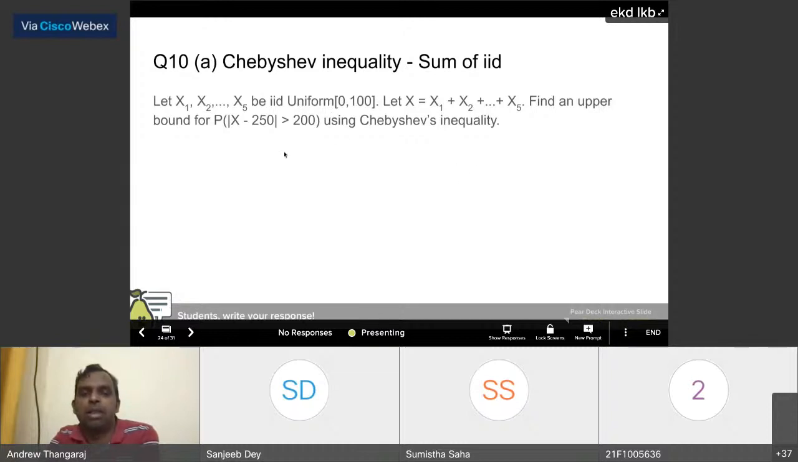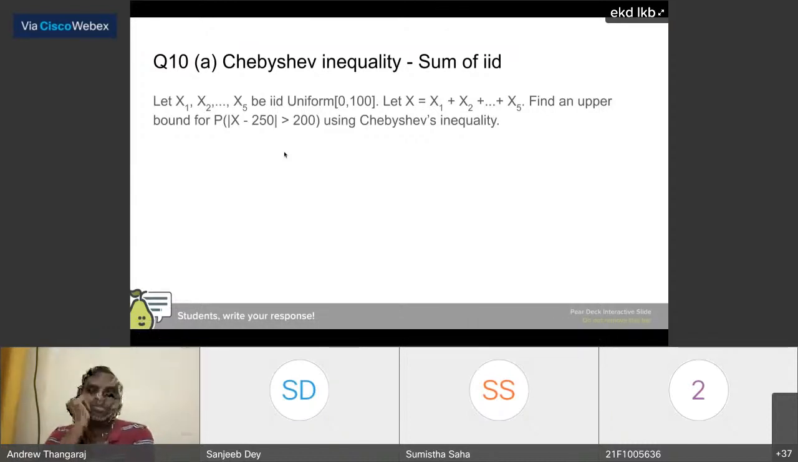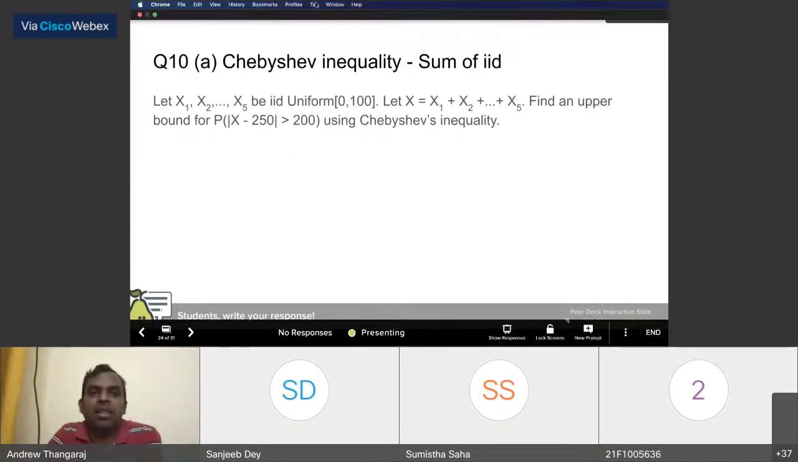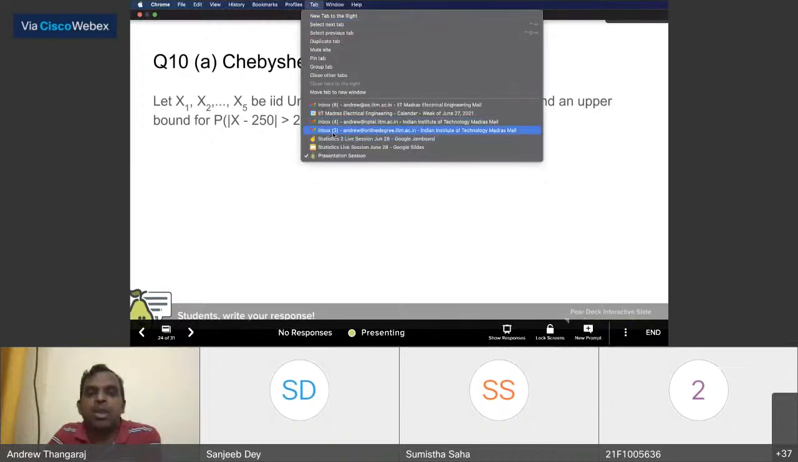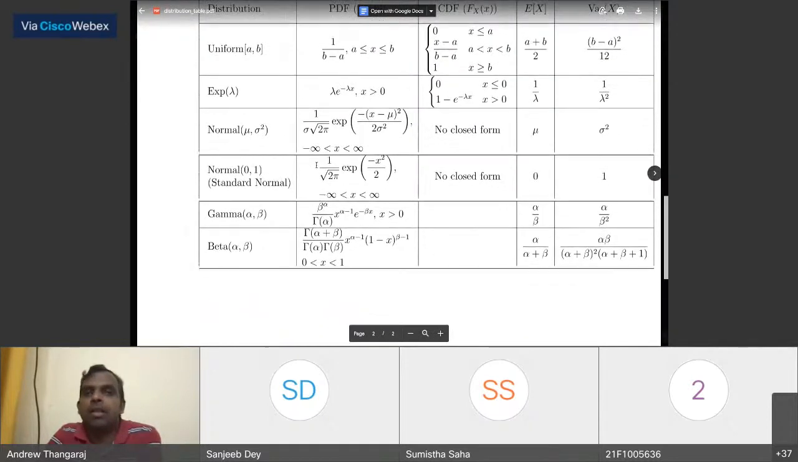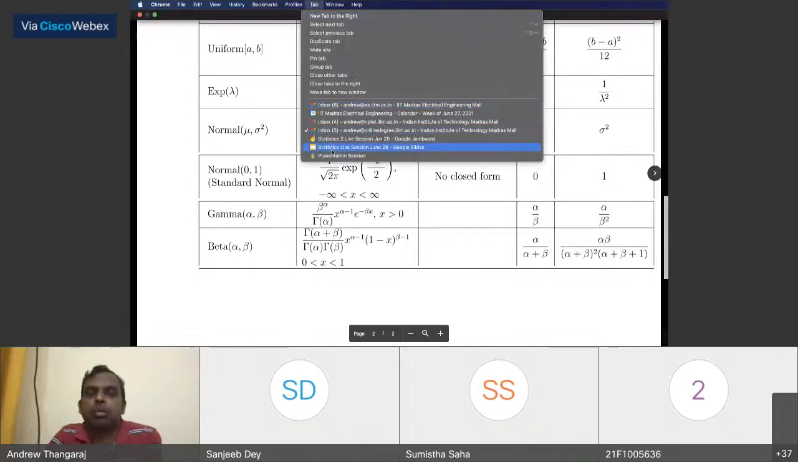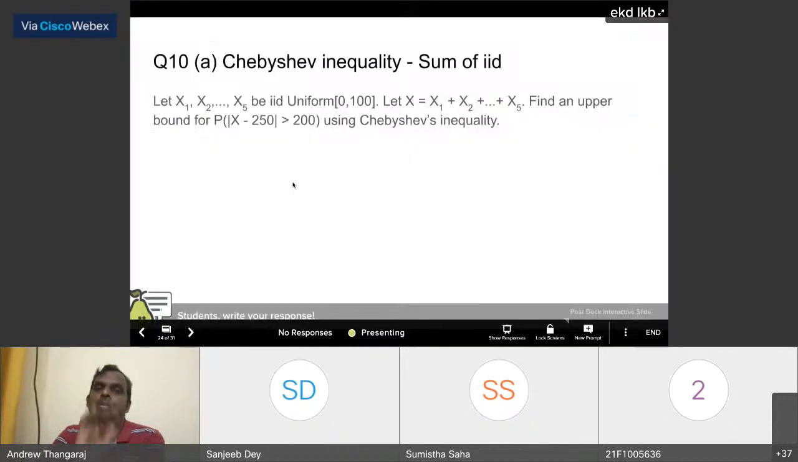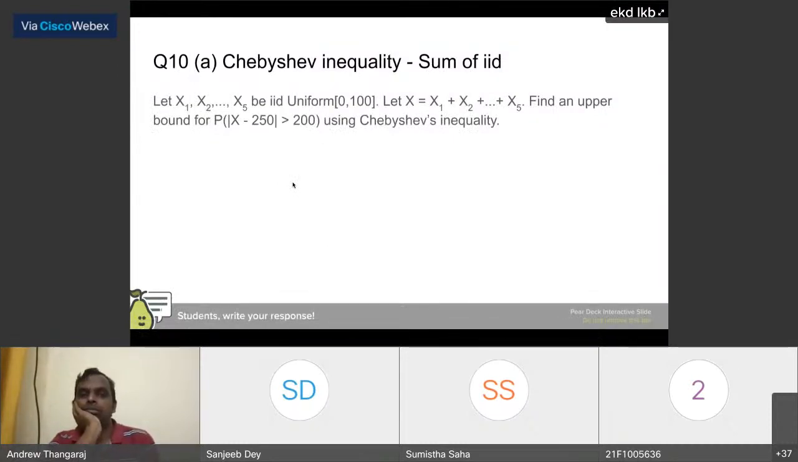So let me give you a couple of moments to finish this up. If you're looking for the mean and variance of a continuous uniform distribution, here is the formula. (a plus b) by 2 is the mean, and (b minus a) whole squared by 12 is the variance.